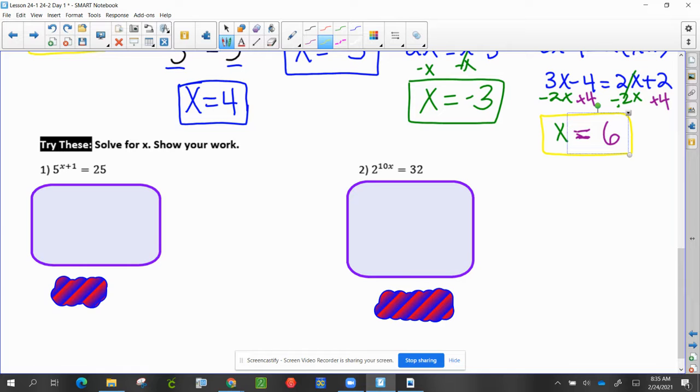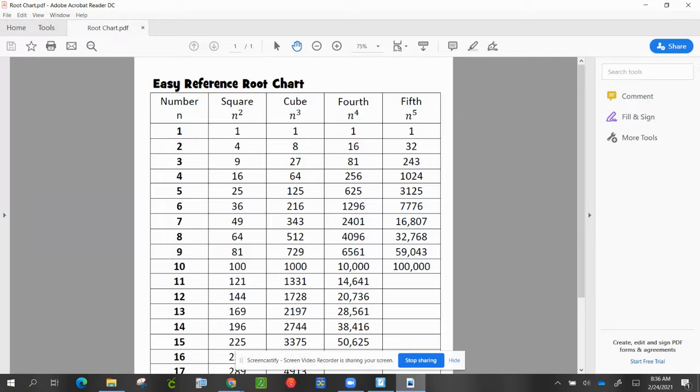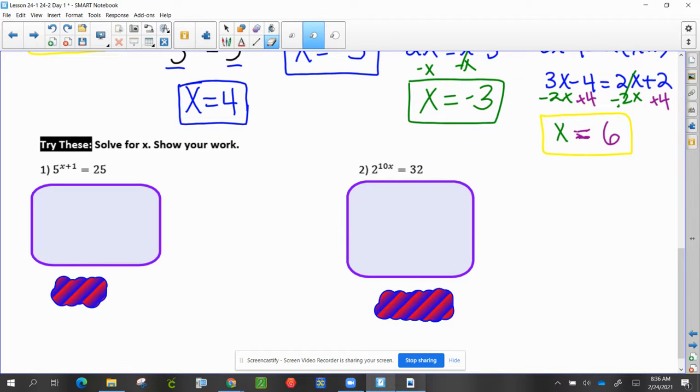So let's start with number 1. Okay, we have 5 to the x plus 1 power equal to 25. So 5 is going to be your base. You need to rewrite 25 as a power of 5. So use the root chart if you need to. What can you change 25 into? Okay, and use that to solve for x. So go ahead and try this problem.